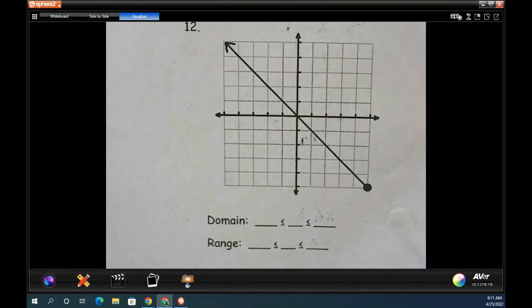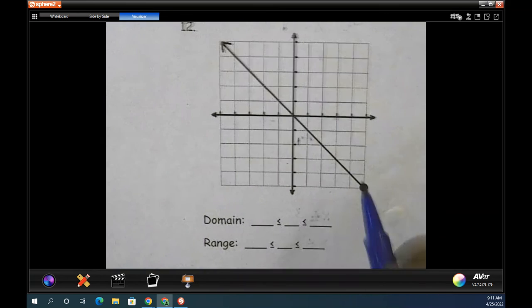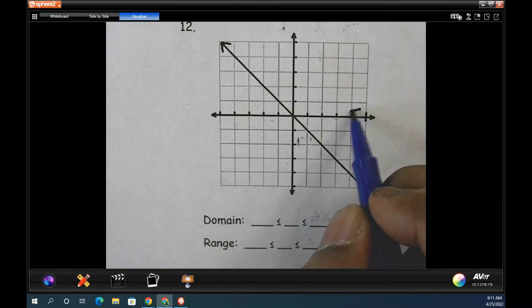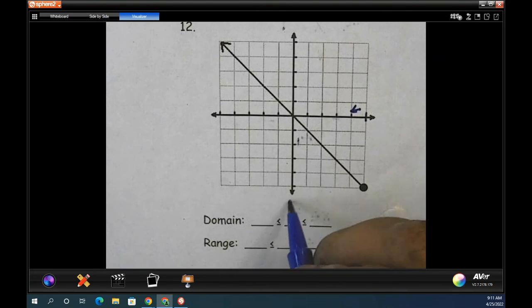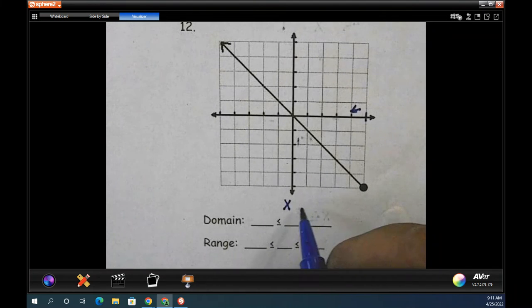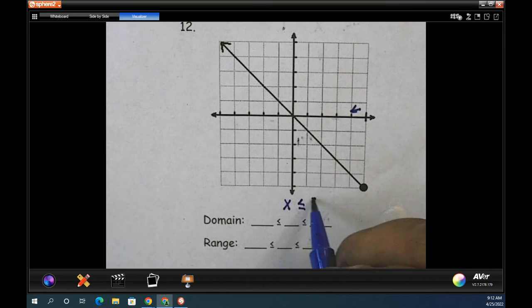All right. Your domain is going from here and it's going left. So the numbers are getting smaller. So it's x is less than or equal to 5.